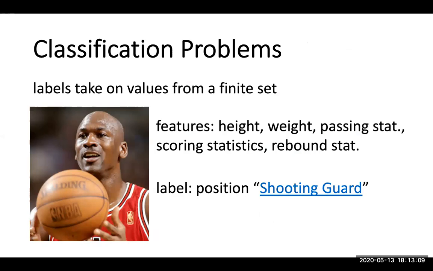Yes, historic data, exactly. We look at the most recent seasons of the NBA and look at how well, for example, this player, I guess this is Michael Jordan, did on the position of shooting guard. And if he did well, then we know this was the right label value.